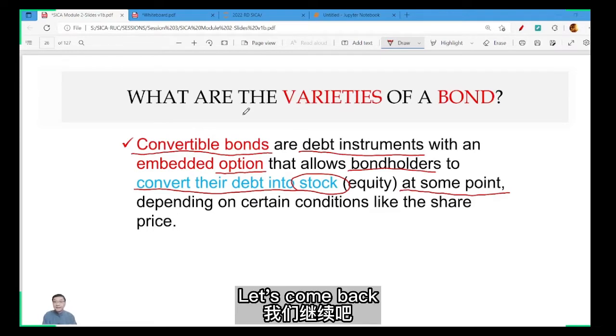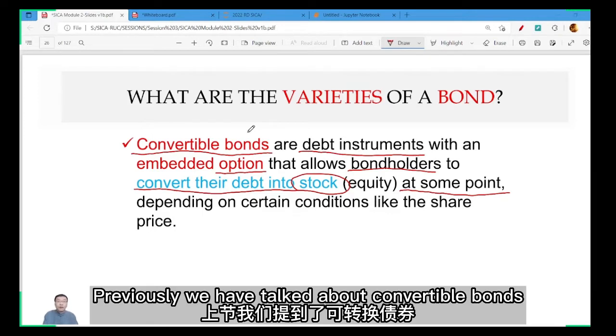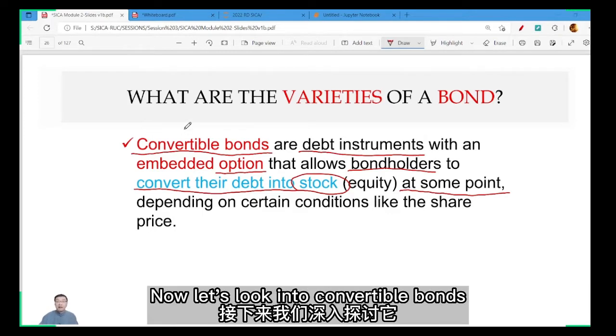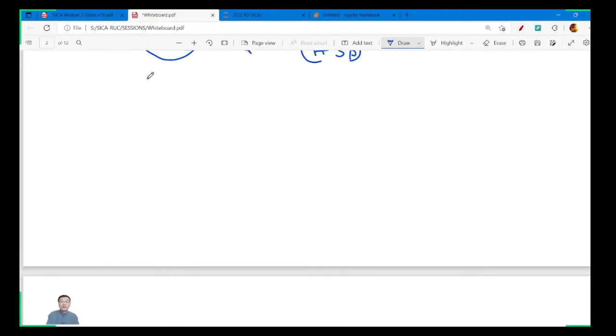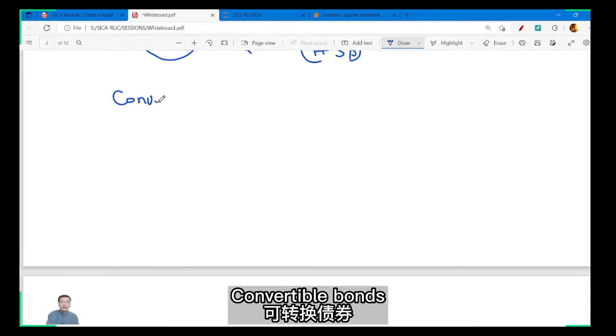Let's come back. Previously, we have talked about convertible bonds. Now, let's look into convertible bonds.